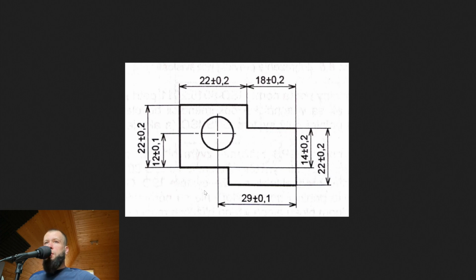A pair of opposite points does not exist even for dimensions of 14 mm and 18 mm between 2 parallel planes. That's it for today's video.